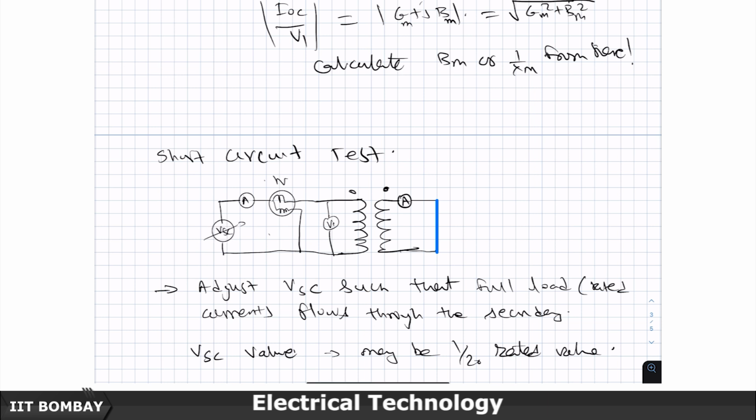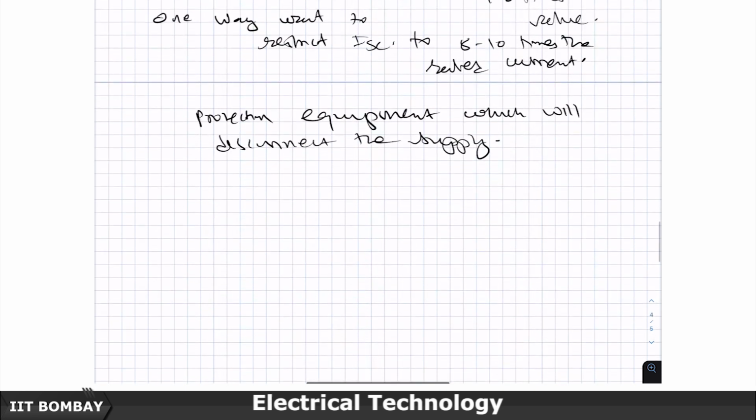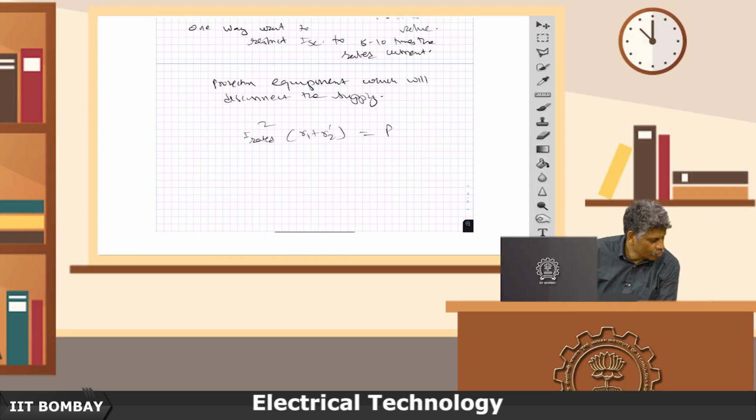You adjust its values so as to send full load, full rated current on the secondary side, and then measure this current, the wattage and the voltage which is applied. So, in this case the loss which is I rated primary times R1 plus R2 dash square, this is the copper loss or the short circuit loss.